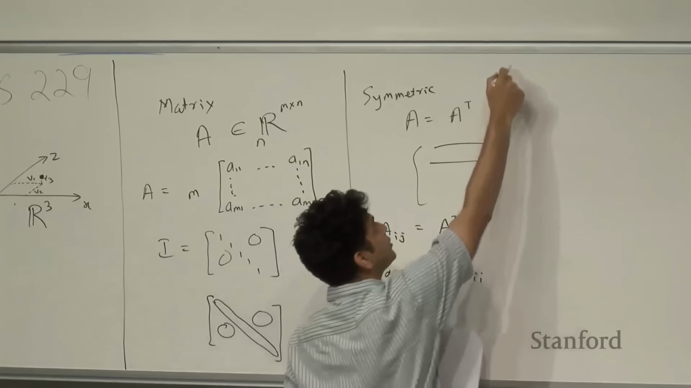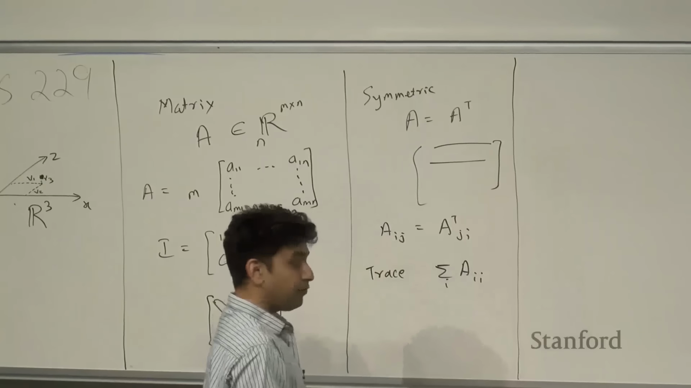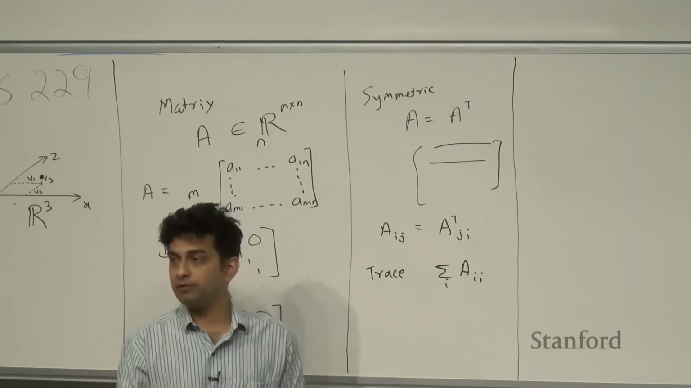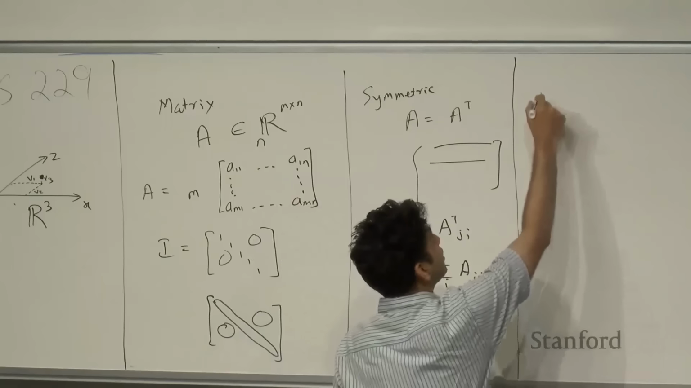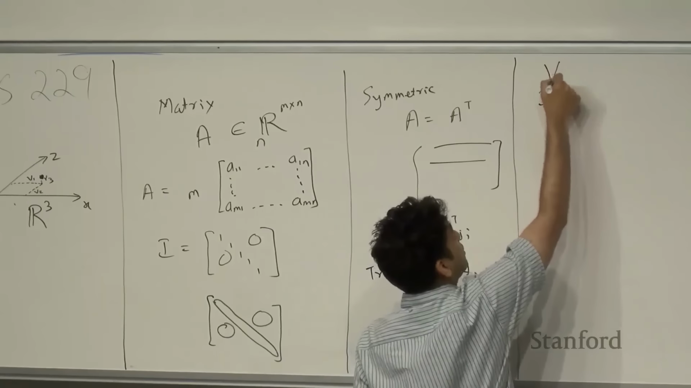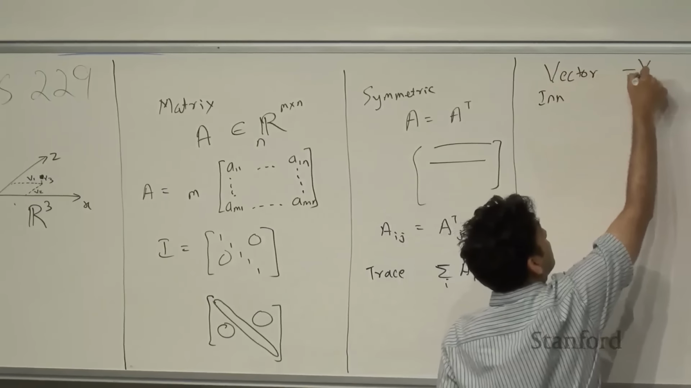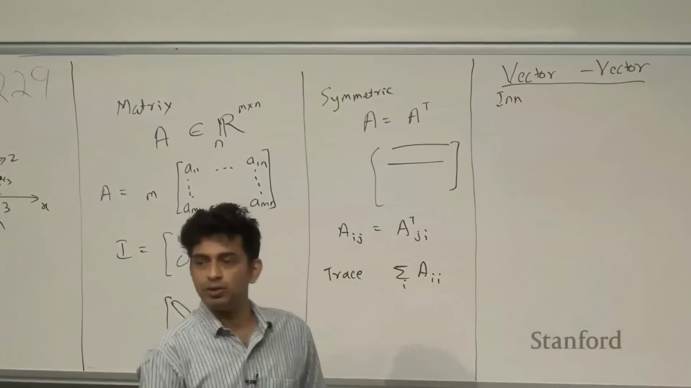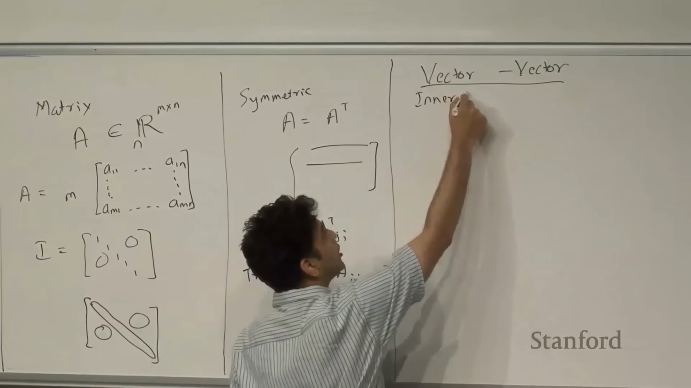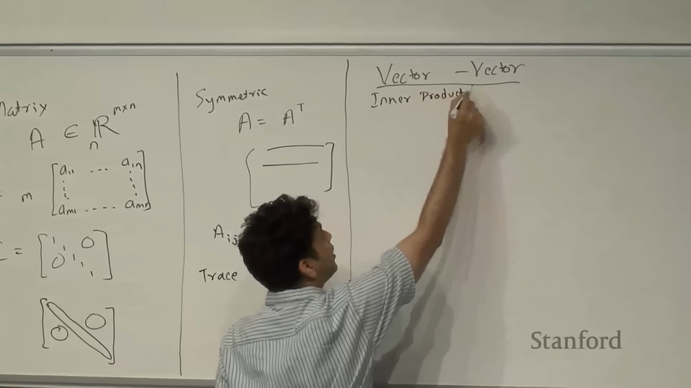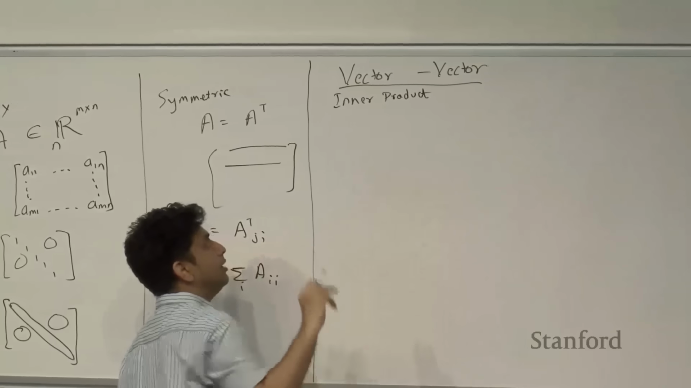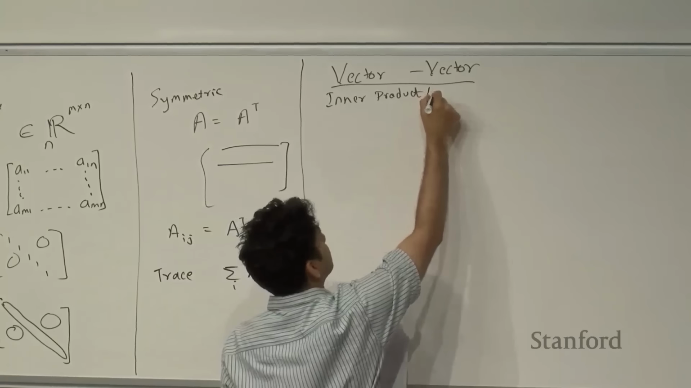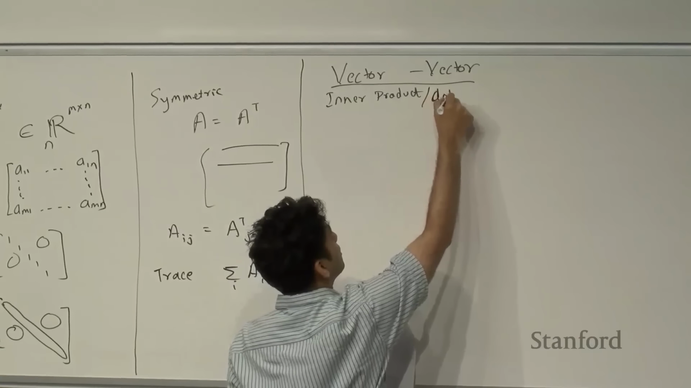Let's look at some basic operations that you can do with vectors. If you have two vectors, you can combine them in two different ways. So, vector operations: given two vectors, what can you do with them? The first is the inner product. Technically the inner product and dot product are distinct concepts, but in this course they're going to be the same. So the dot product.